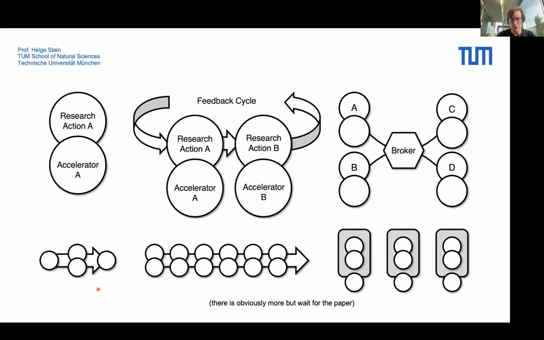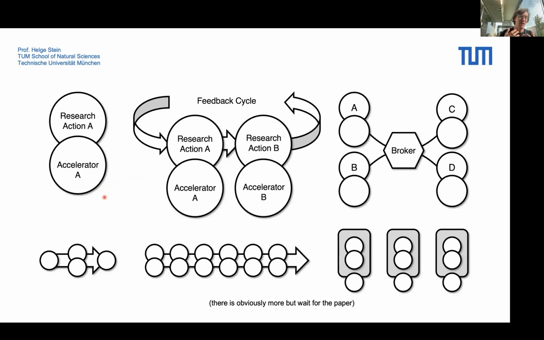So to do a little bit of a preview over the rest of the talk, what I'm going to show you is different research actions. This is anything that you do in the lab, like synthesis, characterization, and so on. And then really what we are doing is deploying different accelerators on this. An accelerator can be something as simple as automation, or something even more simple than automation, just parallelization.